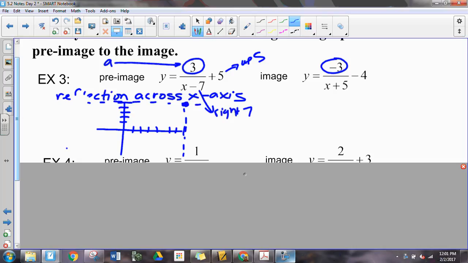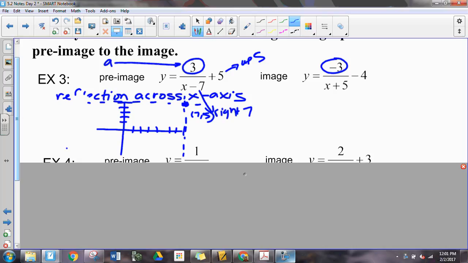So this point right here where the asymptotes cross is like 7, 5. Okay, and then your graph would be in there as well, but again, when we move our asymptotes, we also move all the points the same way. So if we look at where they cross, that can be our point that we choose to move to the image.